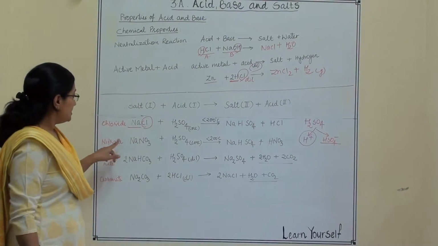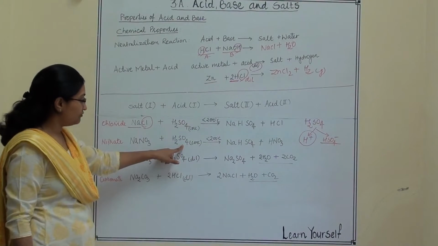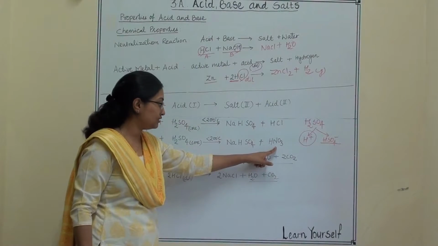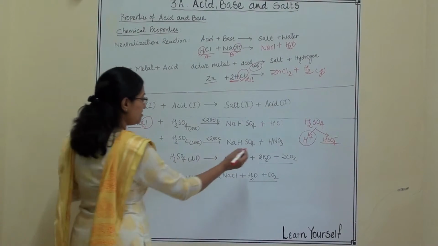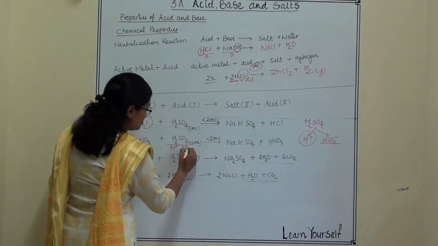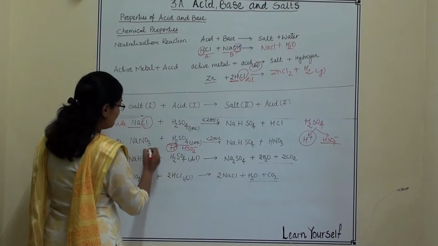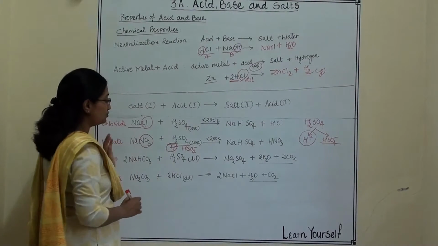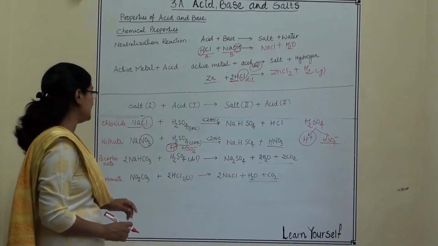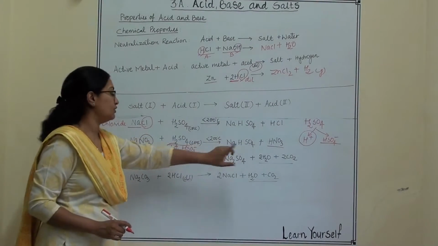Similarly, when a metal nitrate, sodium nitrate, reacts with concentrated sulfuric acid, it gives us NaHSO4 and HNO3. In the same way, this will split into H plus and HSO4 minus. So this H plus will react with NO3. So it will give us another acid, that is HNO3. And this NaHSO4 will give us another salt.